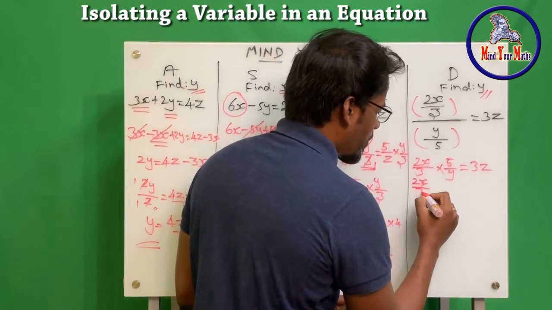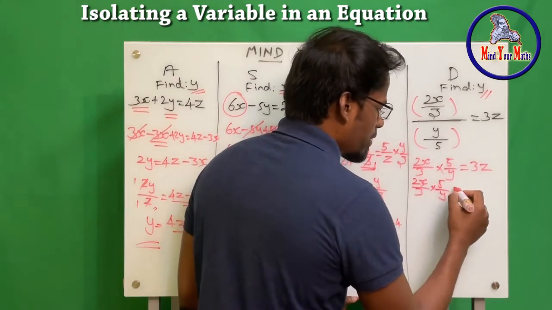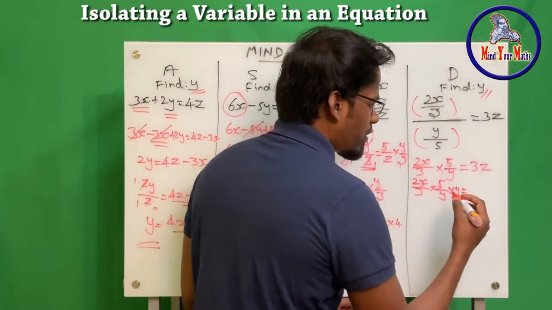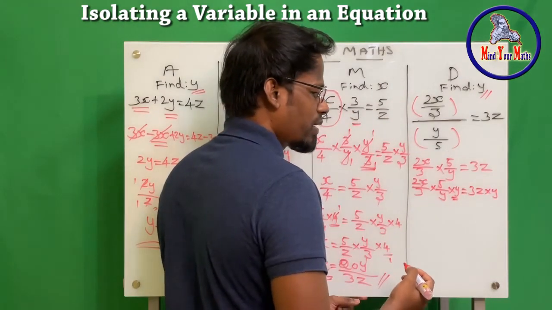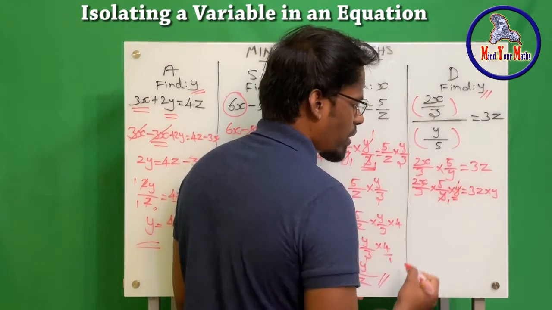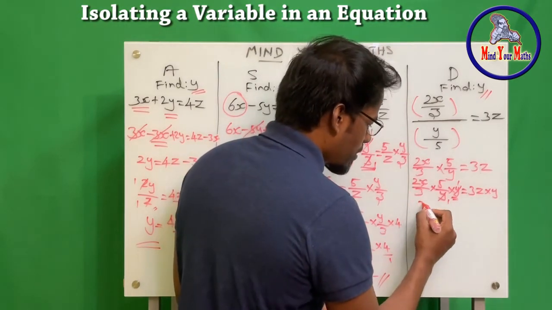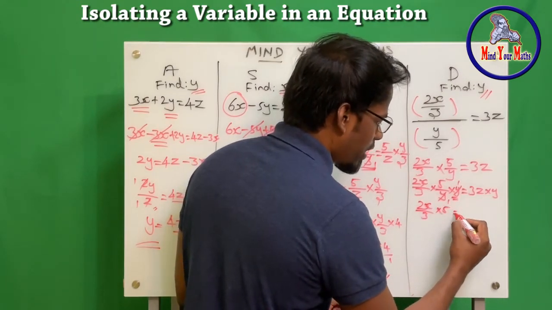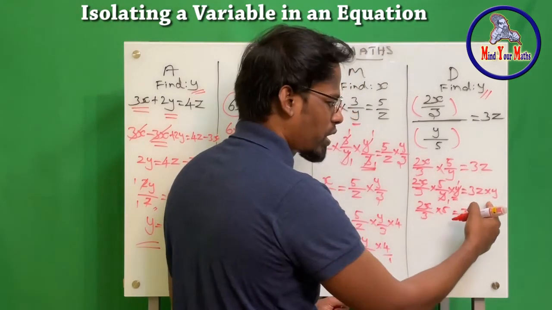2x over 3 times 5 over y times y. And because we are multiplying on the left side of the equation, we have to multiply on the right side as well, right? So now this y and this y get cancelled, 1 times y and 1 times y. So what are we left with on the left side? 2x over 3 times 5 equals 3zy, right? We just put them together.